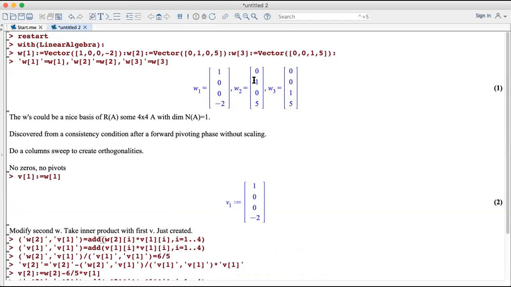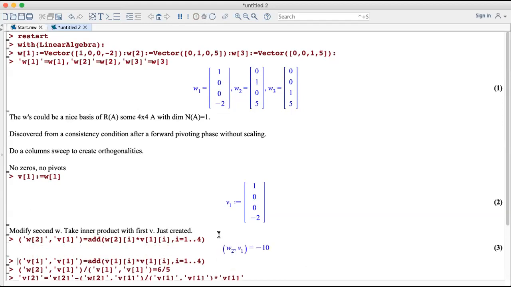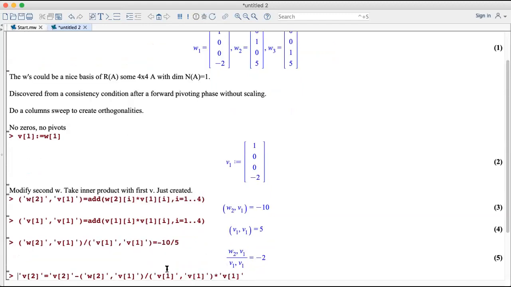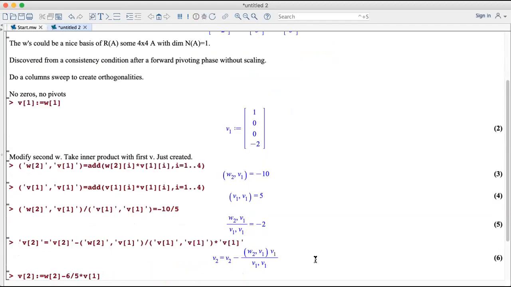So 1 times 0, 0 times 1, 0 times 2, minus 2 times 5. It's minus 10. And there's also the inner product of V1 with itself. That's 5. Minus 10, 5. Now the quotient of these two is, yeah, this is an old calculation, it's minus 10 over 5. That's minus 2.